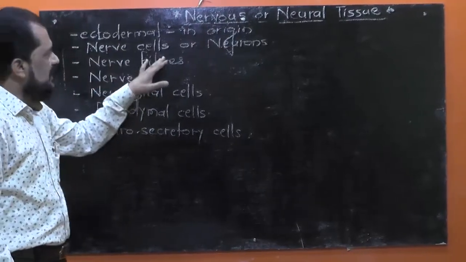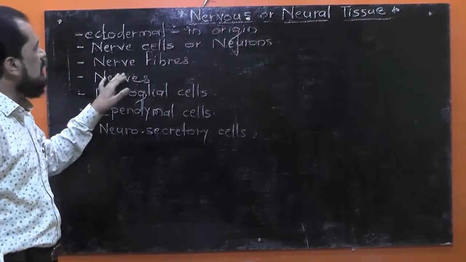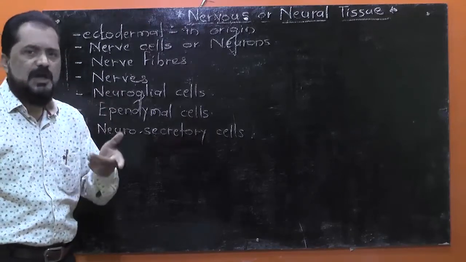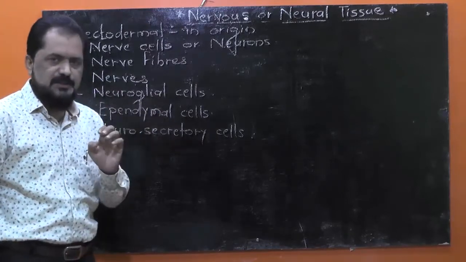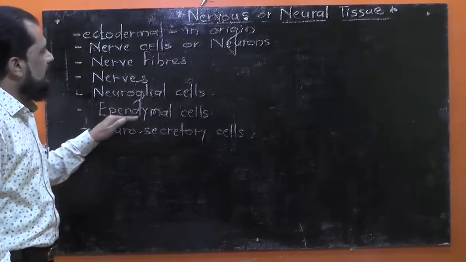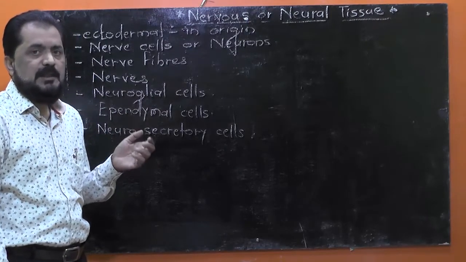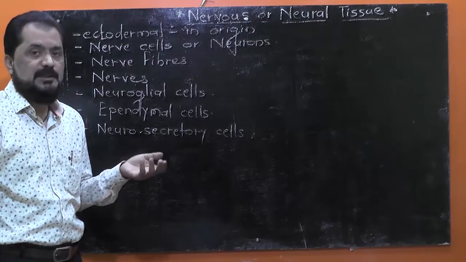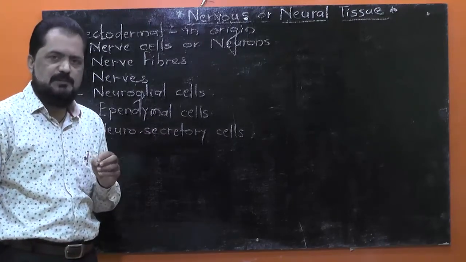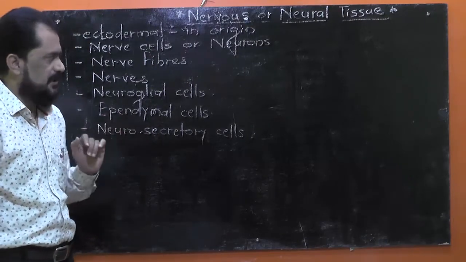Say the nerve cells or neurons, in Marathi cheta peshi, nerve fibers cheta tantu, nerves cheta, neuroglial cells, these are packaging cells about which we shall discuss. Then ependymal cells, I said these are actually modified epithelial cells, and neurosecretory cells which are responsible for the secretion of certain neurotransmitters, etc.